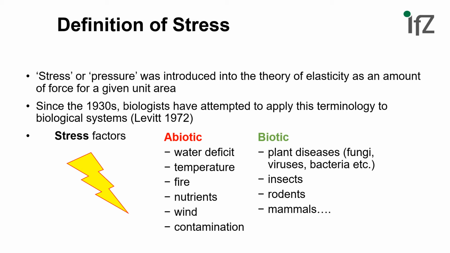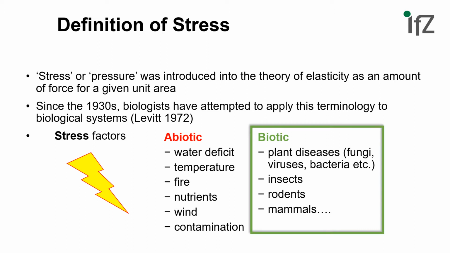But what is stress? In physics, stress was introduced into the theory of elasticity as an amount of force for a given unit area. Since nearly 100 years, biologists have attempted to apply this terminology to biological systems. Within the context of crop plants, we differentiate among abiotic stress, such as water deficit, temperature stress, nutrient deficit, and many more, and biotic stress caused by plant diseases, insects, or mammals.